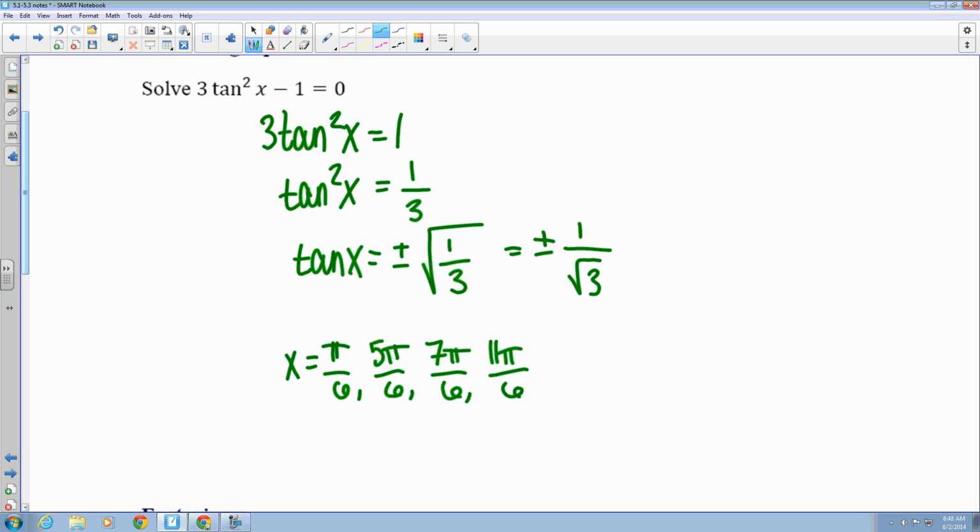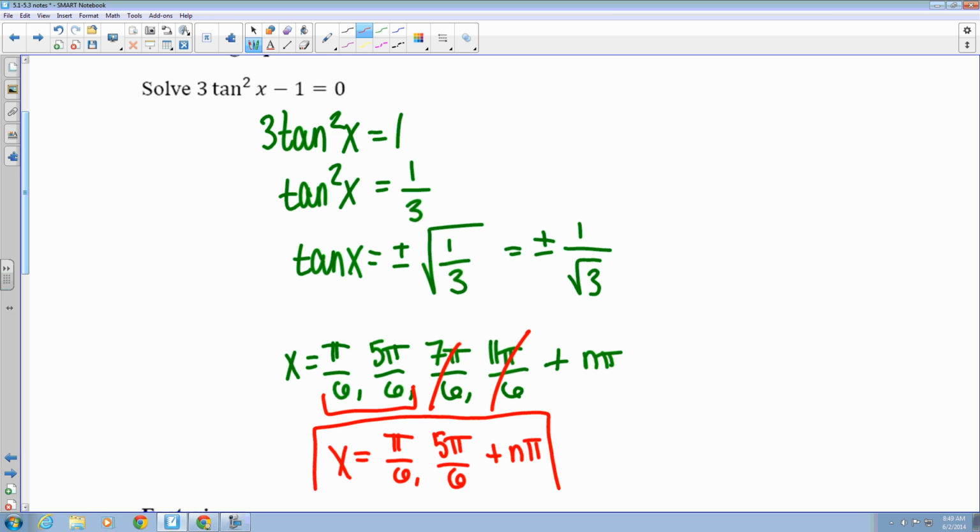Now, tangent is also periodic, but it doesn't have a period of 2 pi like the sine and cosine functions do. So we're just adding n pi onto this. This is a little bit tricky because there are 4 values on the unit circle that we found, all 4 that I listed here. But if I'm just looking at the first 2 answers and I add n pi onto those 2, I actually get my other 2 answers. So I don't even need to list these. They're included in the n pi. So I just have to say pi over 6, 5 pi over 6, plus n pi. I don't have to list all 4 for tangent.